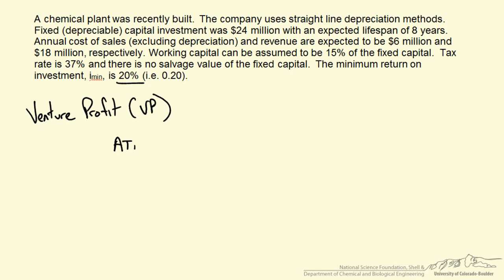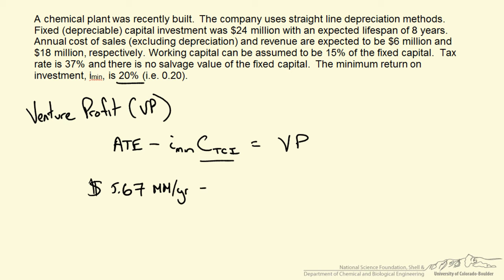So what's that mean? That means we go back to our ATE, and we're going to subtract out the amount we would get if we invested this with a return on investment of 20%. So we've already calculated our ATE is $5.6 million a year. We're just going to subtract out 20% of our TCI, which we also calculated earlier as $27.6 million, and that's both the total depreciable capital and our working capital. And this just gives us a value of $0.15 million, or $150,000 a year. So that's what we're getting in excess of what we could get if we invested at 20%.